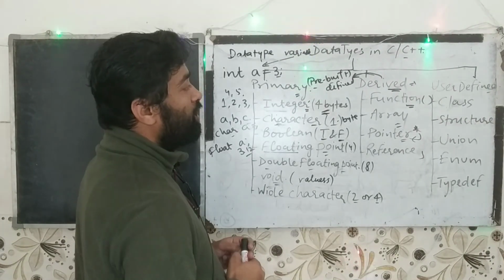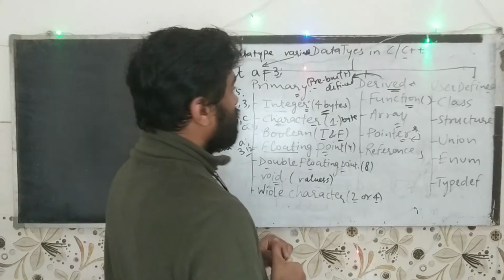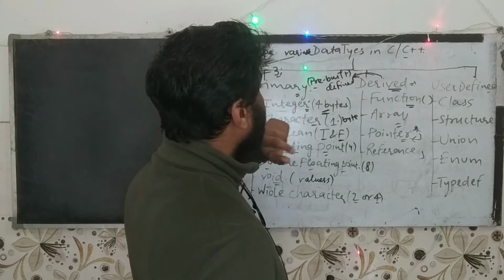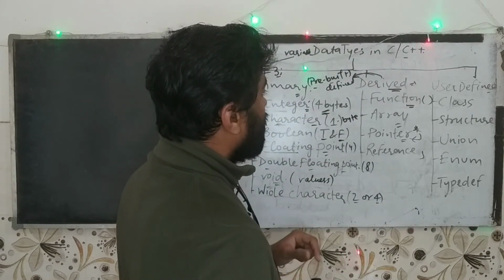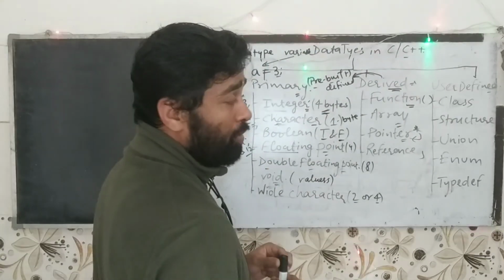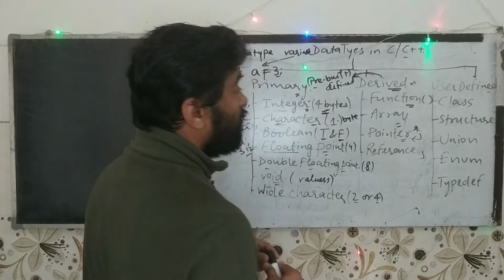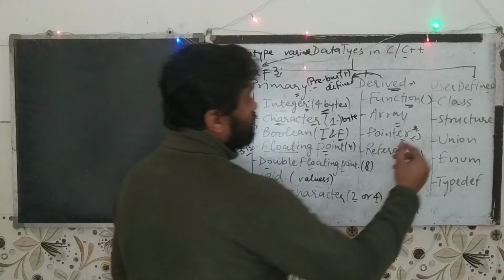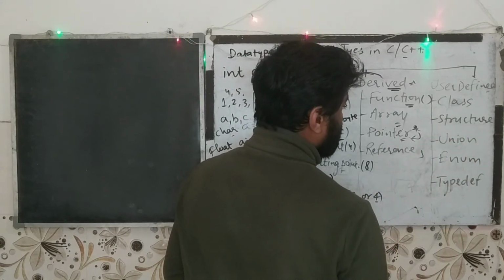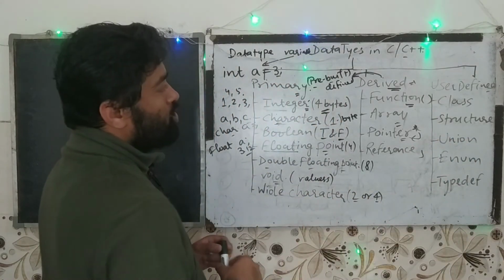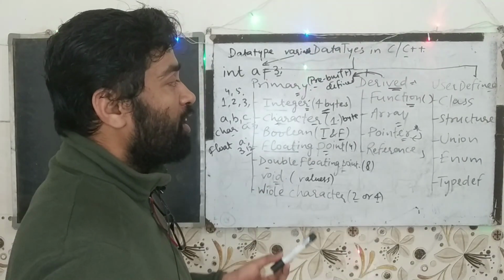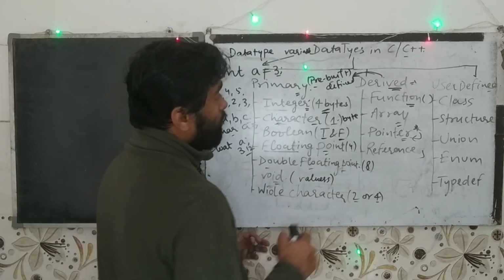Next, user defined. So you can understand predefined, or pre-built, data types and derived data types. But if you want to know about the user defined data type, that means class, structure, union, enum, typedef. So these are the user defined data types, and you can use user defined data types in your application.